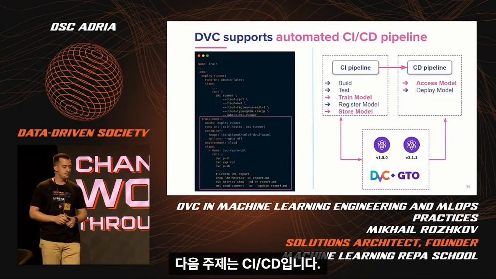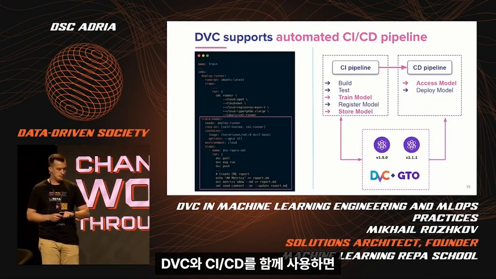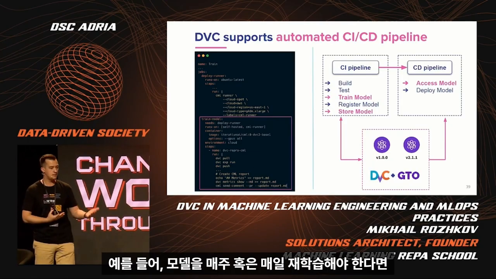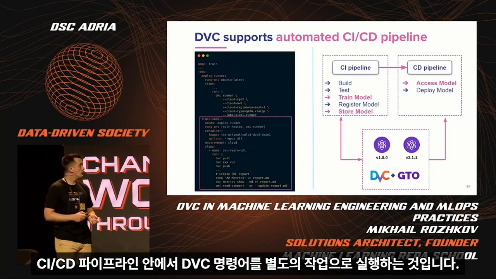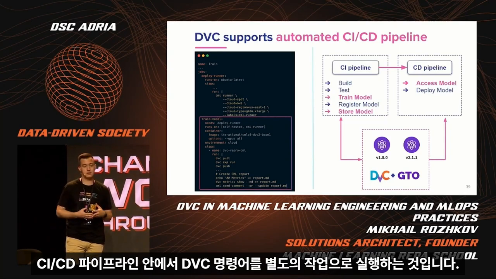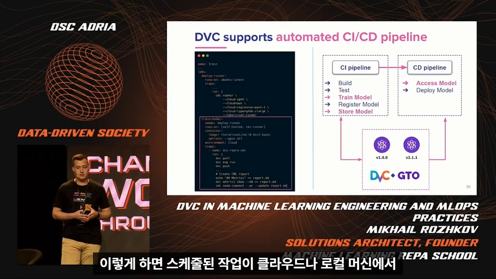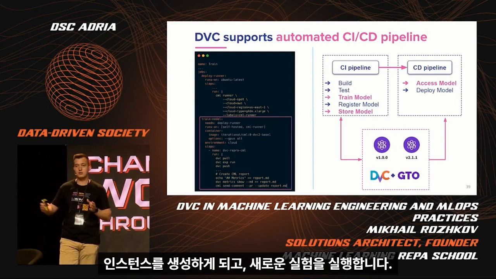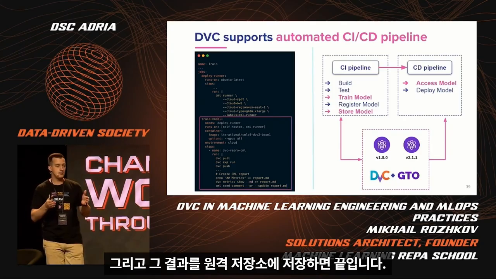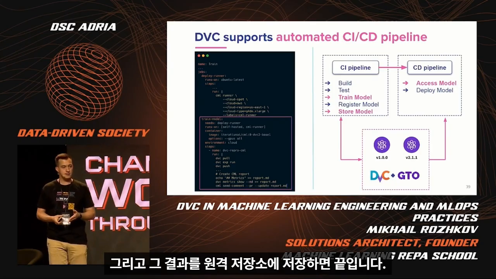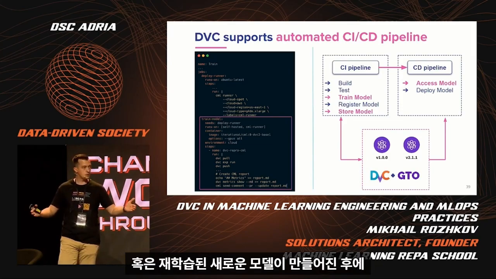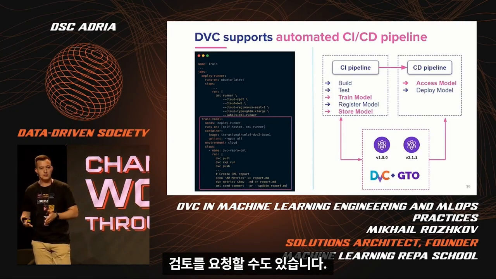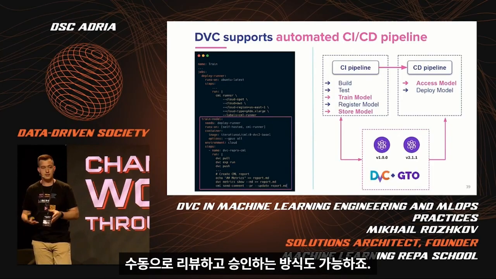Another one is CI/CD. What we can do with DVC and CI/CD is automate the whole training process, right? For example, we need to retrain our model every week or every day. We can just run the dvc exp run command inside our CI/CD pipeline as a separate job. It means that the scheduled job will create some instance in the cloud or on your local machine, run the new experiment with new data on a new set of features, and persist the results in your remote storage. And that's it. You can fully automate this process, or after retraining your new model, you can create a pull request and request a manual review and acceptance of that request.